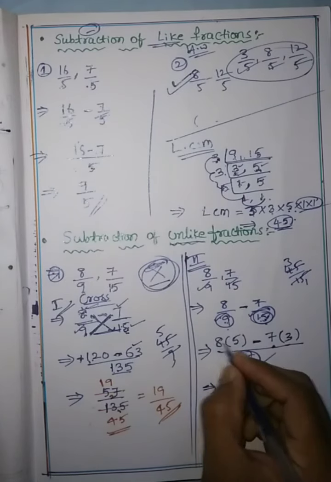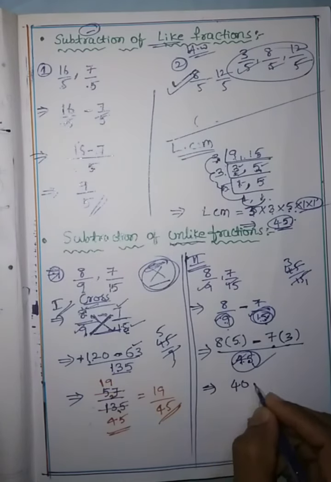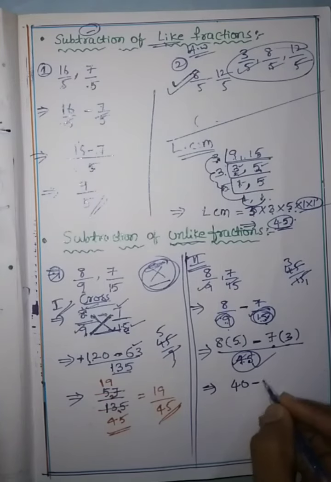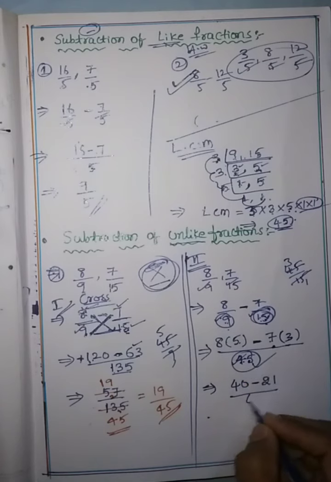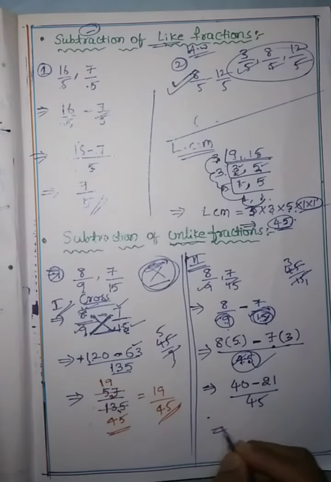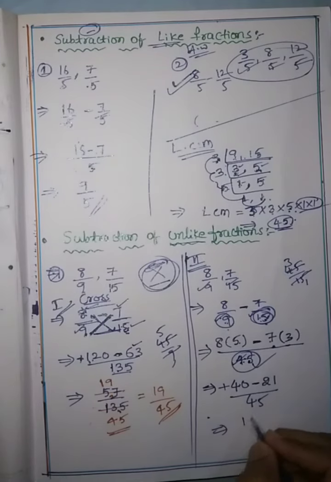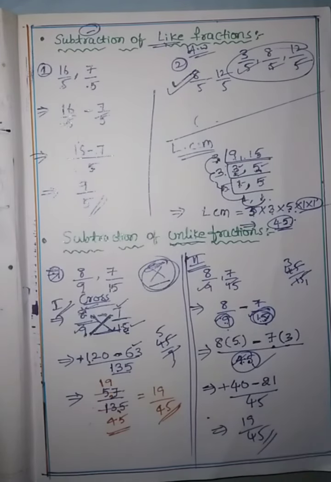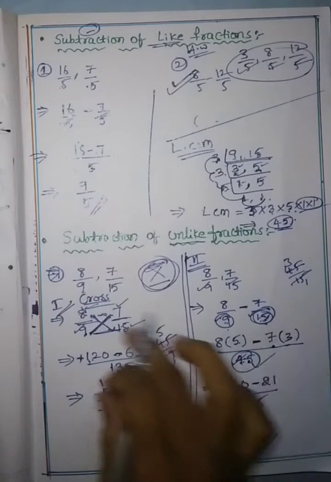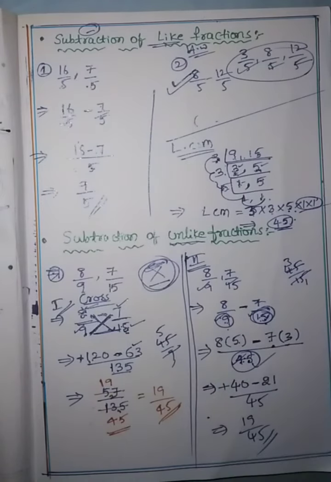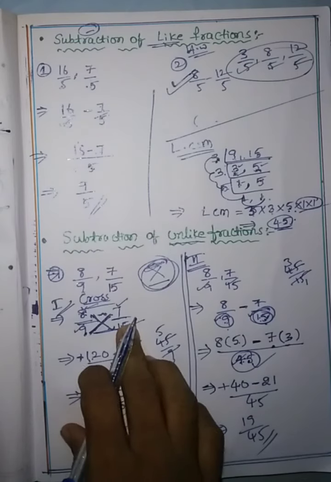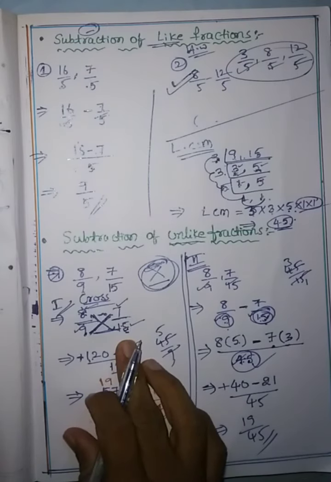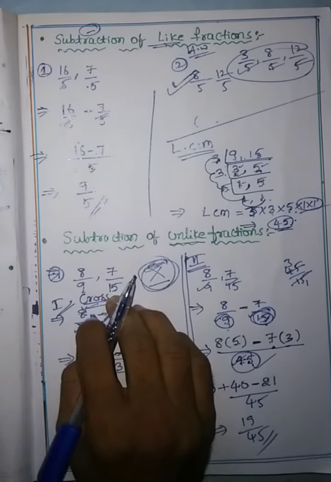So see here, 8 5s are 40 minus 7 3s are 21, divided by 45. Write 45 as it is. 1 plus and 1 minus. What can you do? Do subtraction. 19 by 45. So there are 2 methods for solving. You can choose any one method as you wish. So this is the process of subtraction of like fractions and unlike fractions. I hope that you have understood this concept.